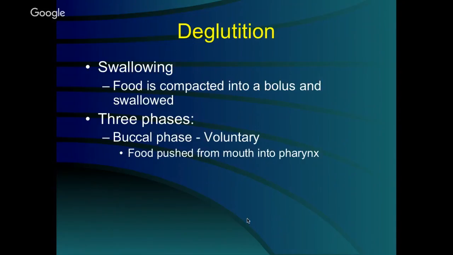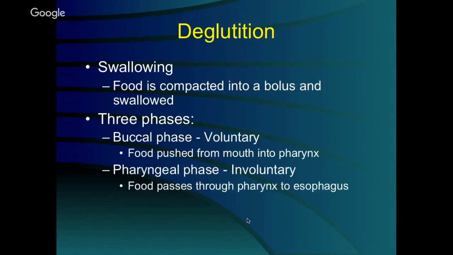There's 3 phases to the process of deglutition. The first phase is called the buccal phase, and it's voluntary. So you have control over this. If you're in this phase and I tell you to stop, you can stop and not swallow. This is where the bolus is created, and the tongue pushes it to the back of the throat into the oropharynx.